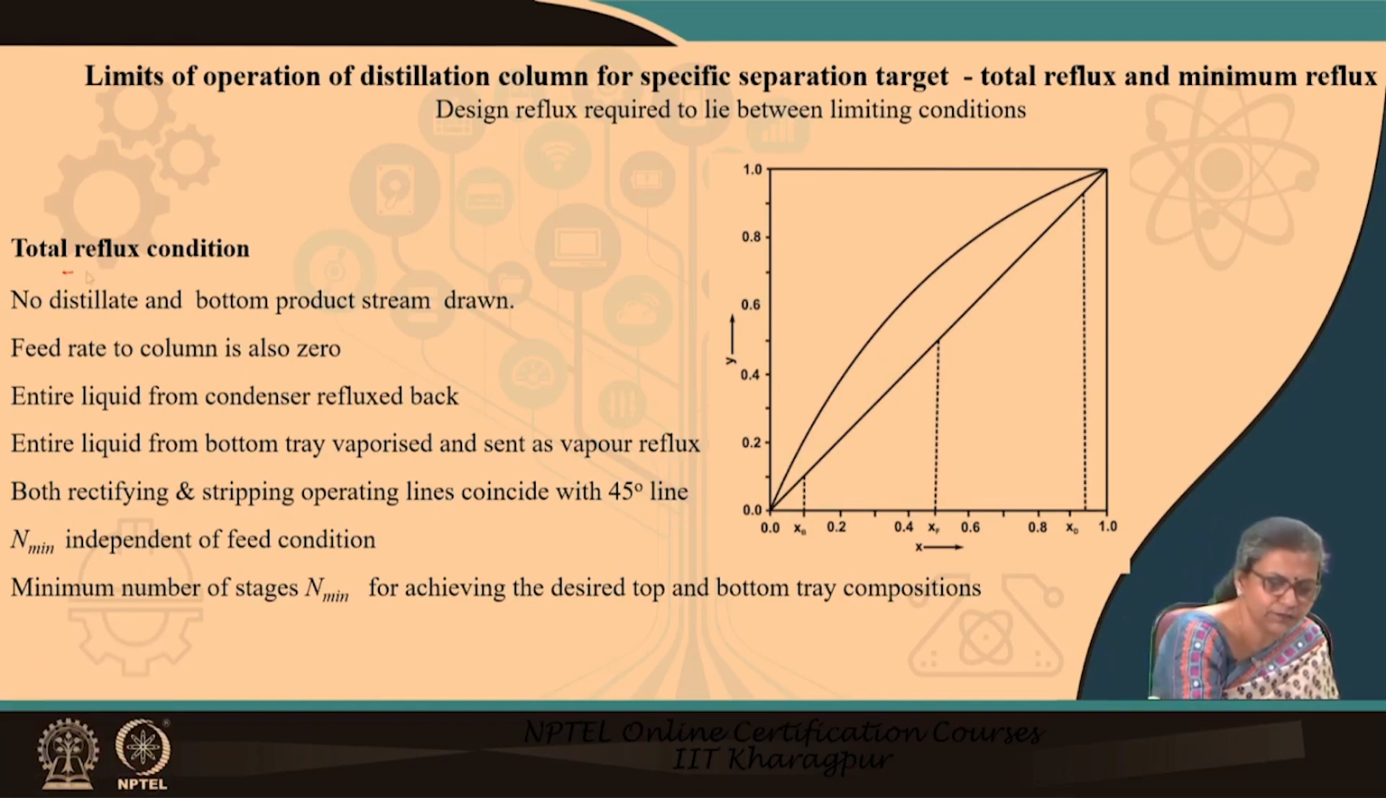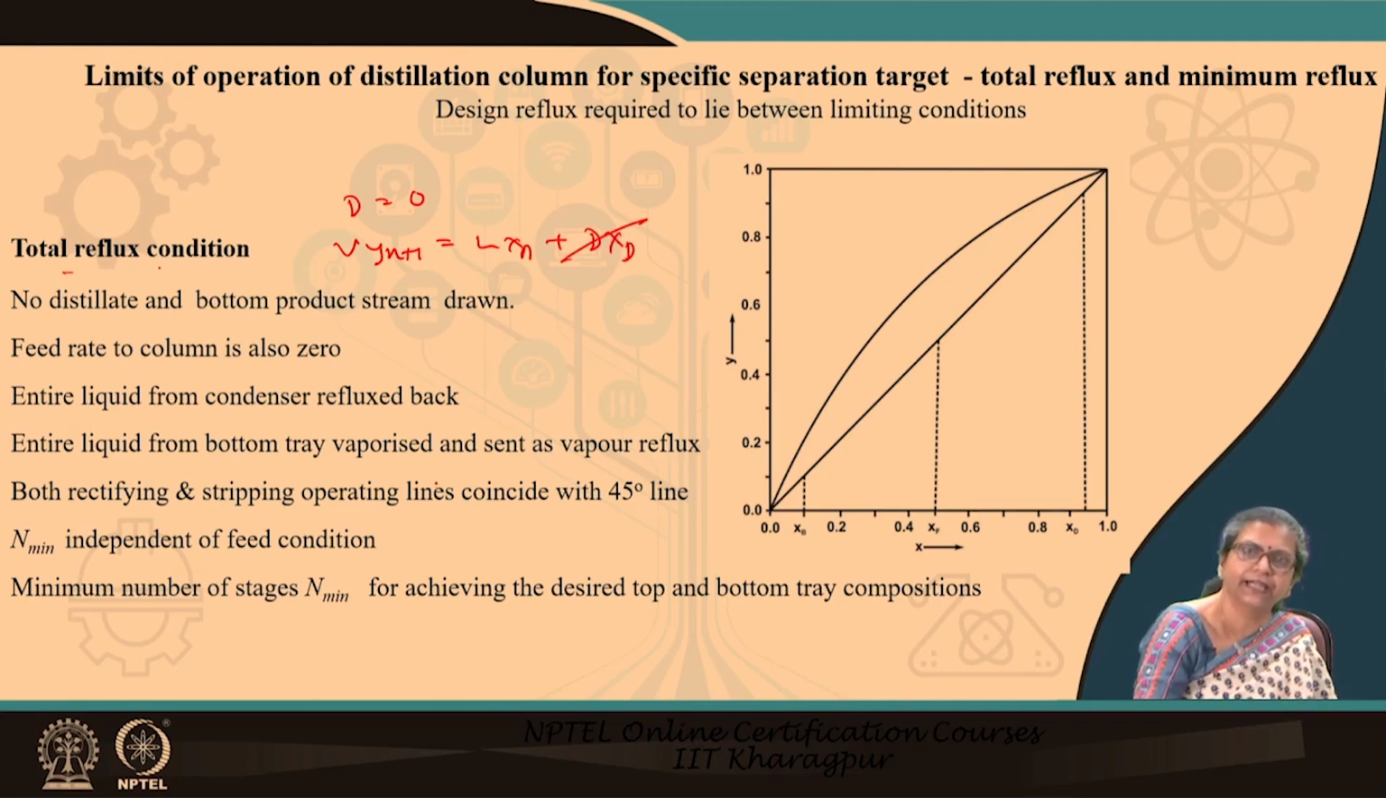So, for the total reflux condition, what do we have? For the total reflux condition, we do not draw out any particular distillate, right. So, D is equal to 0. Now, if you remember the enrichment section operating line under this condition, V y n plus 1 equals L x n plus D x D. So, when D becomes equal to 0, naturally the entire vapor which had gone up is condensed, and the same amount of liquid is introduced as reflux into the column. So, V equals L.